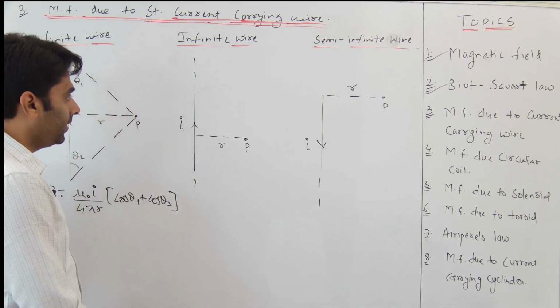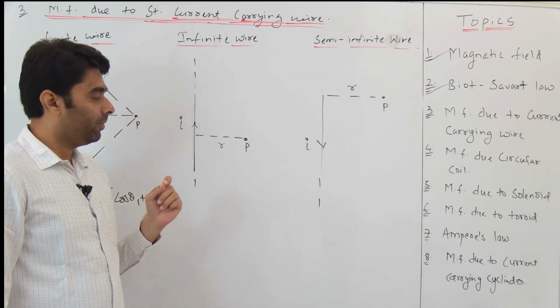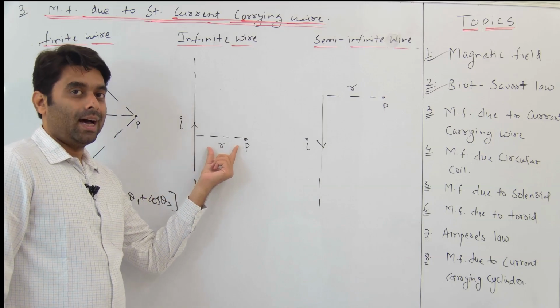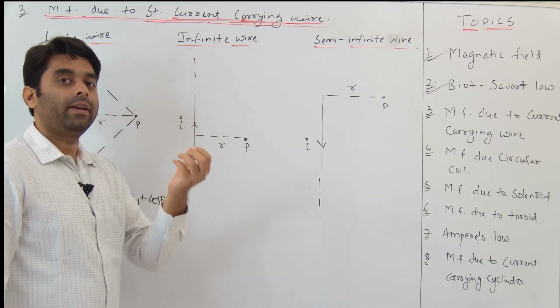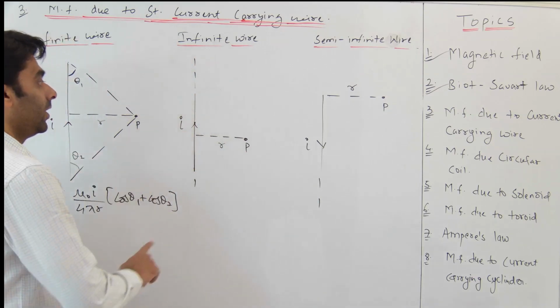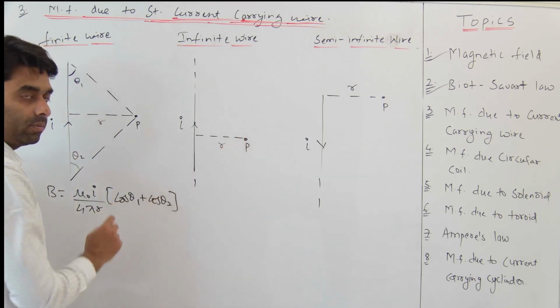Fine. Next, if we talk about your infinite wire, what do we mean by infinite wire? Infinite wire basically implies that compared to this distance r of the point P, the length of the wire is very large. That is your infinite wire. Magnetic field in this case is derived from this result itself.